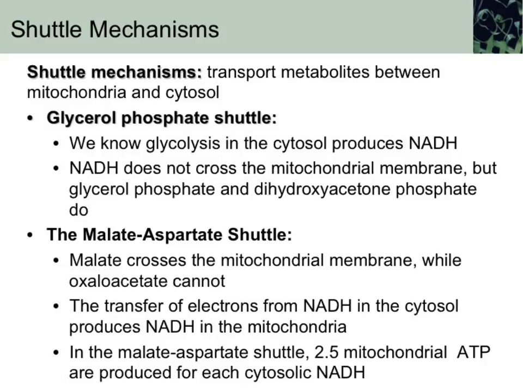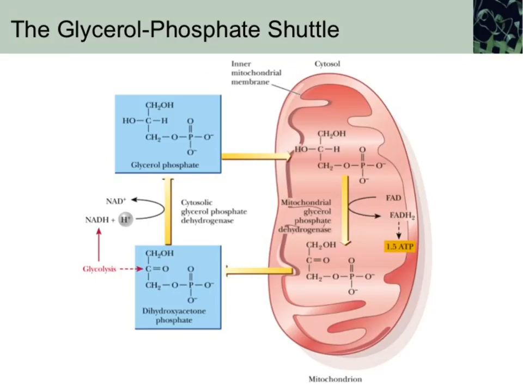Why is that important? Well, those are going to change how those high energy molecules are transferred into the mitochondria. If it's a more efficient process, what's going to happen to the amount of ATP produced? We should get more. If it's a less efficient process, we should get less. So depending on which shuttle mechanism we have, we're going to get varying amounts of ATP.